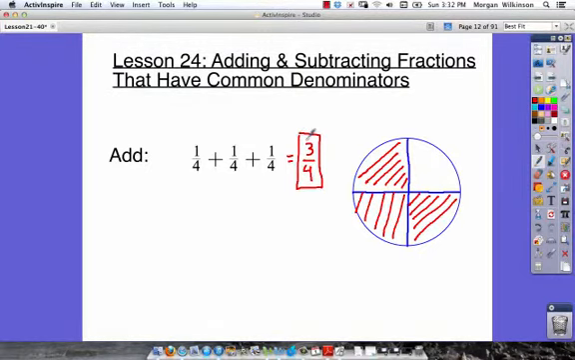Now when we add or subtract fractions that have common denominators, the denominator always stays the same because we keep having 4 parts. What we do is we add the numerators together to get our final answer, because 1 plus 1 plus 1 is 3. We can get it using our picture and coloring in, or we can get it just by looking at our numbers to solve. Let's go ahead and look at another example.